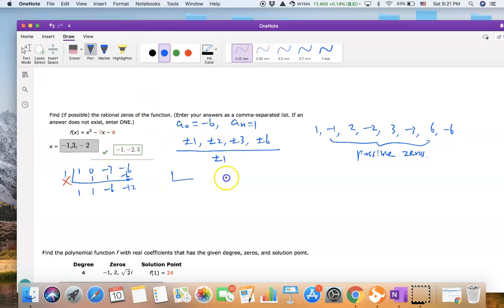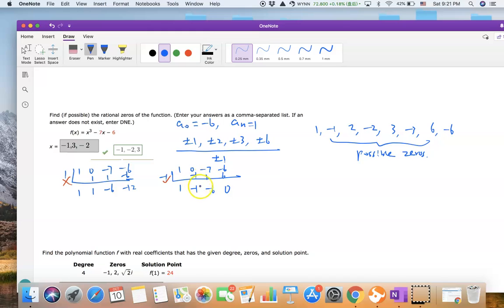Next I test negative 1. Negative 1 times 1 is negative 1. Negative 1 times negative 1 is positive 1. So the sum is negative 6. Negative 1 times negative 6 is positive 6. Because the remainder is 0, negative 1 is a zero.